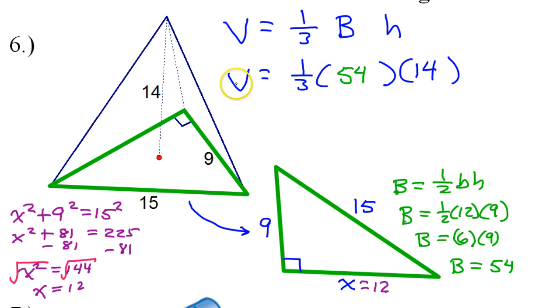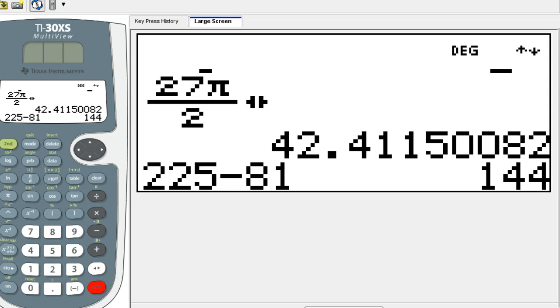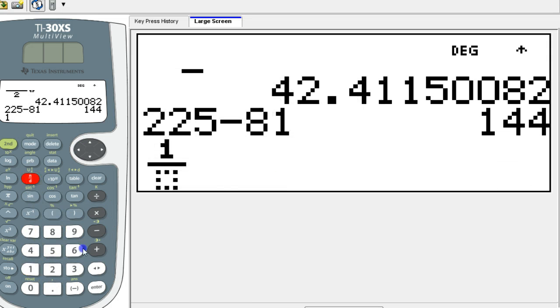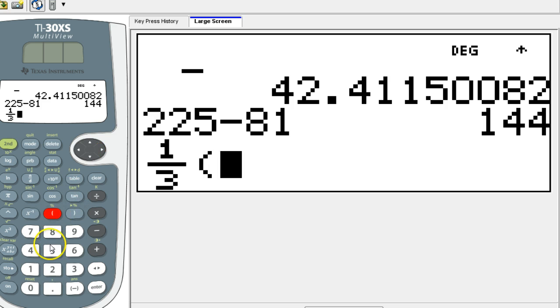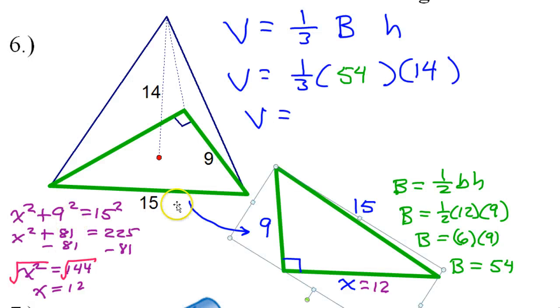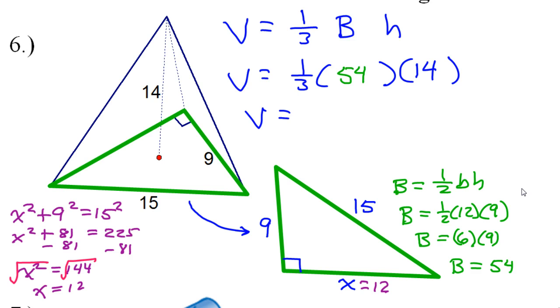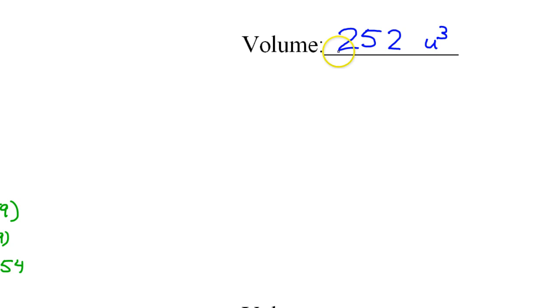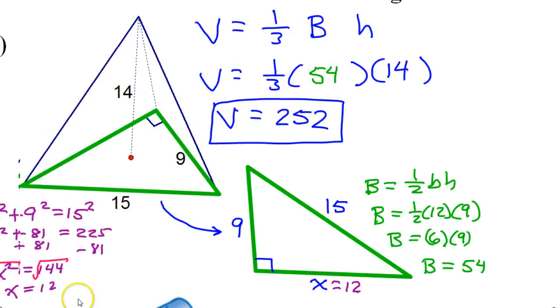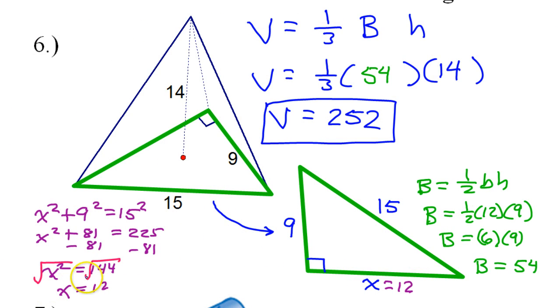Now we can go ahead and calculate the volume of the pyramid. So it's 1/3 times 54 times, what was it? 14. So that's 252. They didn't give us any units, so I'll just say 252 cubic units, whatever they may be. So that is it for problem number 6.